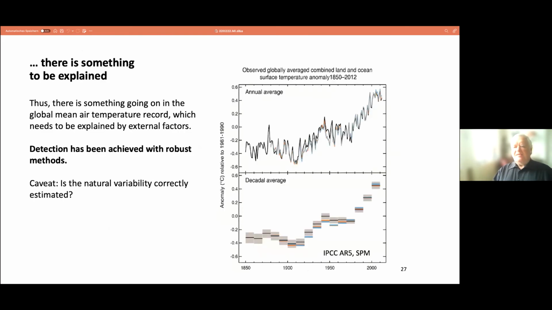That is, there's something to be explained. There's something going on in the global mean air temperature which needs to be explained by external factors. In detection, we may conclude detection has been achieved with robust methods.